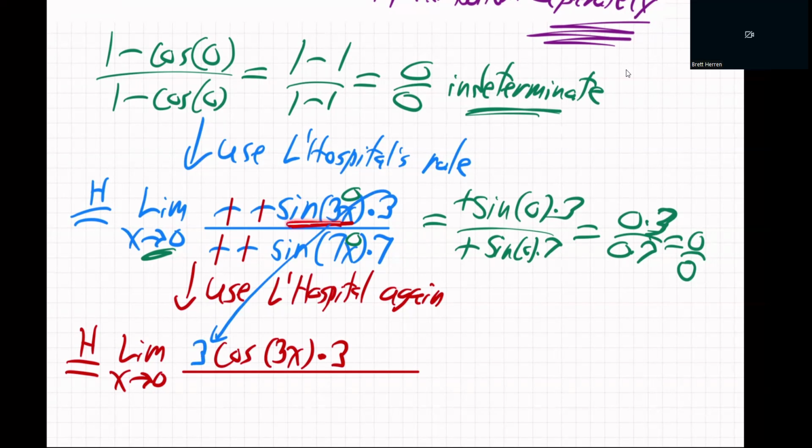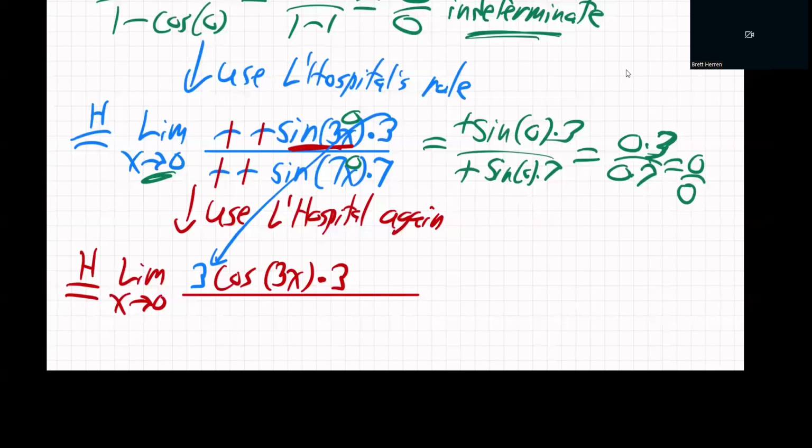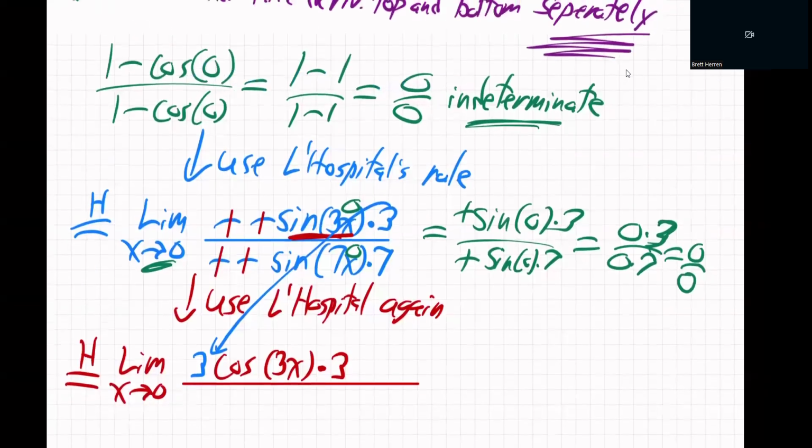The derivative of sine 3x is cosine, and then chain rule, another 3, right? And then on the bottom, same thing. I'm going to put the 7 in the front. And then what's the derivative of sine? It is cosine. Keep the inside the same times the derivative of the inside. All right, so there we go.